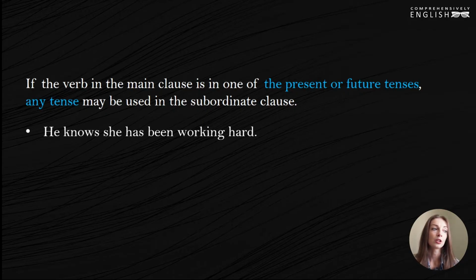He knows she has been working hard. If you remember, in the example in our previous slide, we used the past simple tense. We said he knew that she had been working hard. Here, our predicate in the main clause is in the present simple tense, knows. That gives us the freedom to use whatever tense we need in our subordinate clause. In this case, it's the present perfect continuous. The idea is the same: the action has been going on for a while before now.